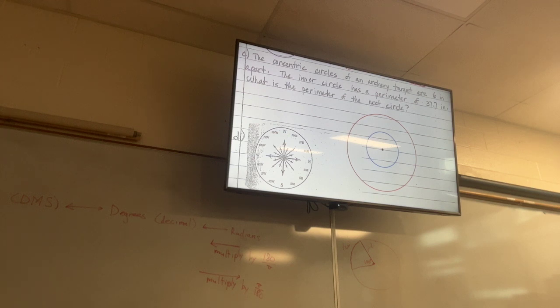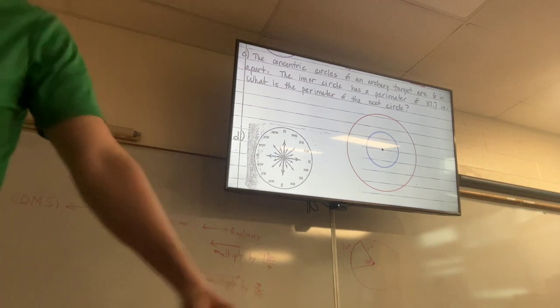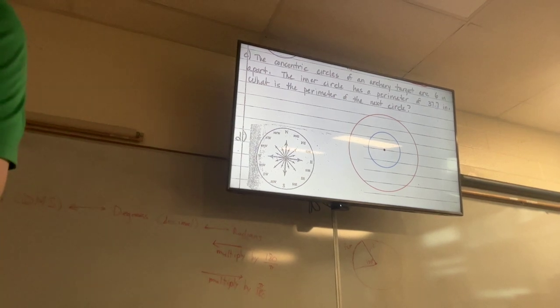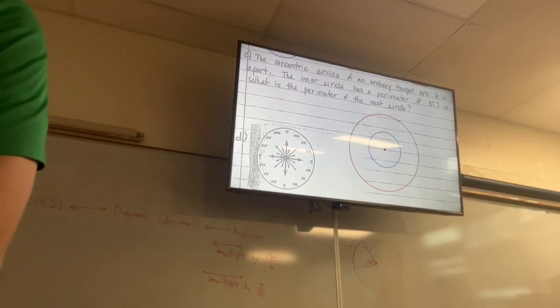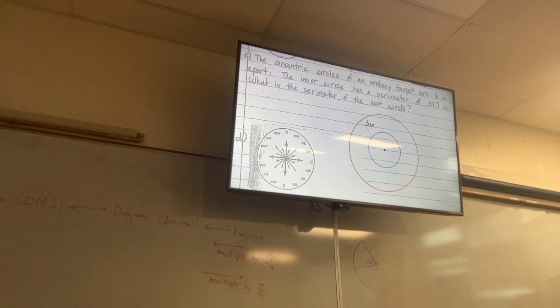So there's a small blue circle, a big red circle. They have the same center, okay? They're 6 inches apart. So what that means, I'm going to draw a dotted line here. The outside, the crust of the blue circle, is 6 inches from the crust of the red circle. Okay?